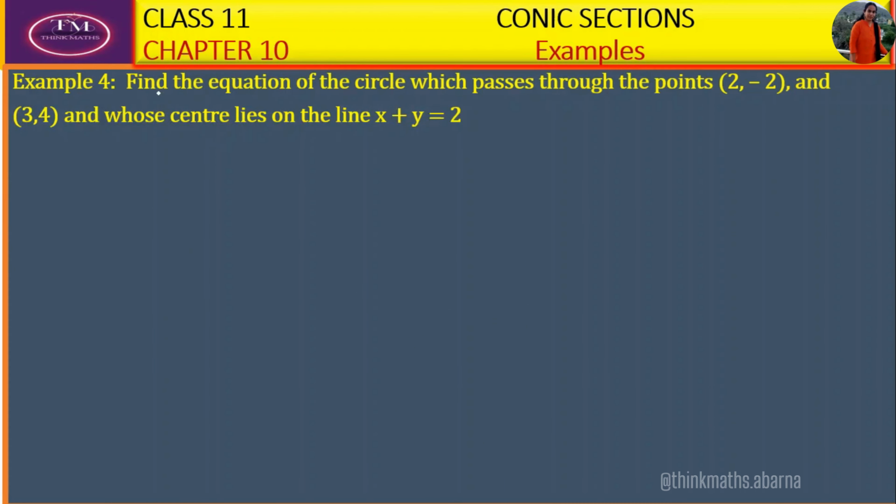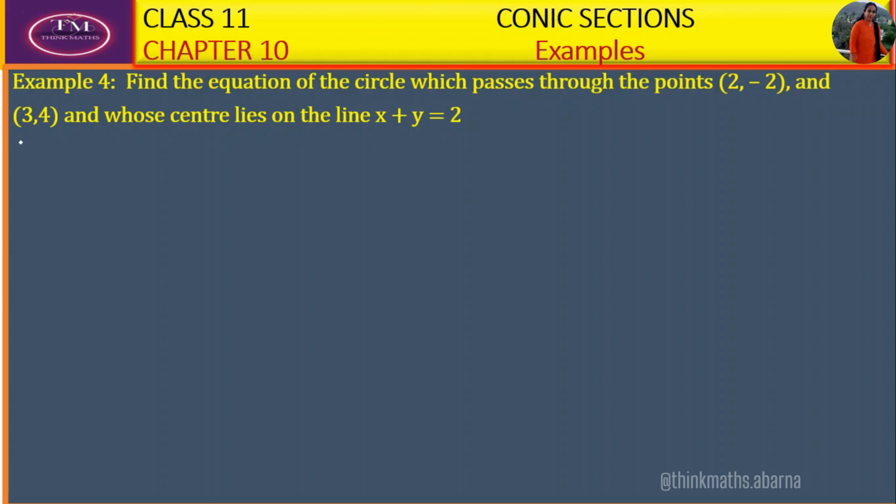Find the equation of the circle which passes through the points 2 comma minus 2 and 3 comma 4 and whose center lies on the line x plus y equal to 2. Now we have to find the equation of the circle. And this circle is passing through the points 2 comma minus 2 and 3 comma 4. And the center is lying on the line x plus y equal to 2.